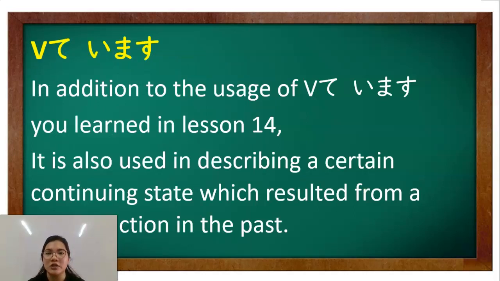Okay? So, in addition to the usage of verb te imasu that you learned in lesson 14, it is also used to describe a certain continuing state which resulted from a certain action in the past. Aside from what you've learned in lesson 14, that it means currently doing a verb, it could also be used to describe a certain continuing state. Pwede mo siyang gamitin sa hanggang ngayon ginagawa mo pa, or hanggang ngayon, or into that action in the past.